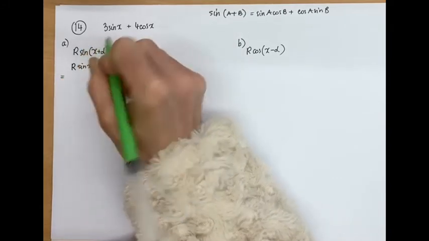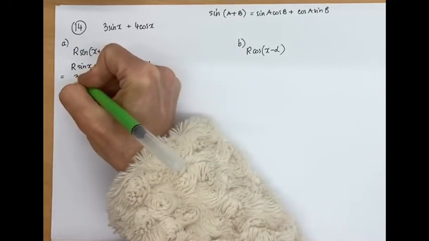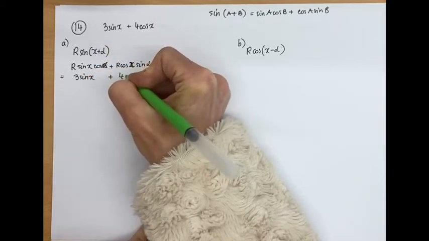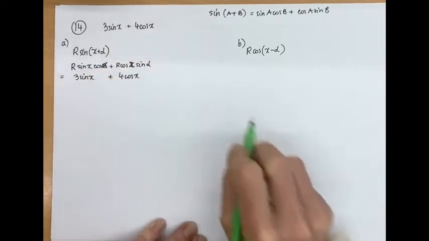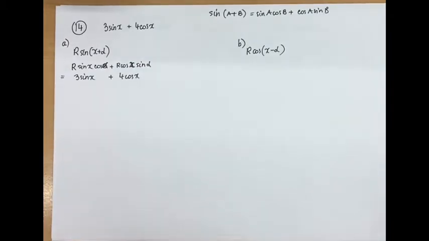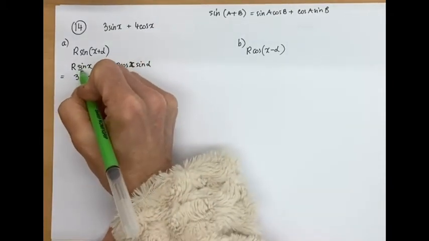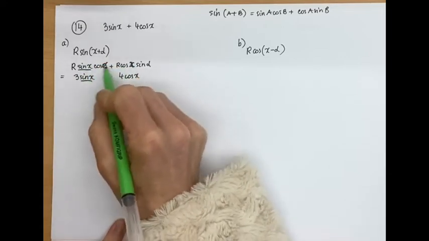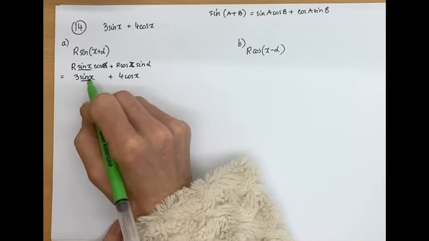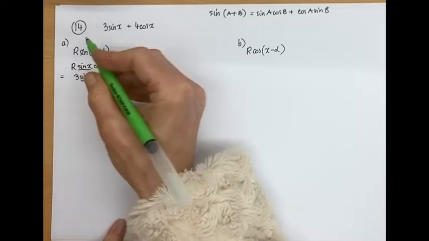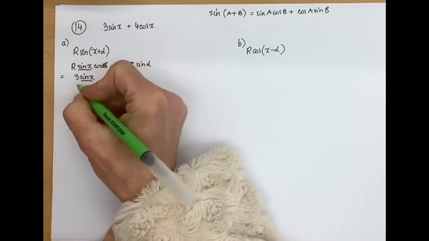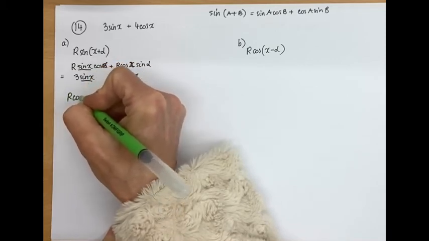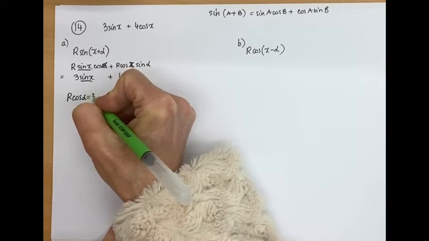This has to be made equal to our expression, so 3 sine x plus 4 cos x. I like to write these underneath each other, and you can see clearly that I've got sine x underneath sine x. So for these two expressions to be equal, whatever sine x is multiplied by needs to be equal to 3. So it's r cos alpha, and that's equal to 3.